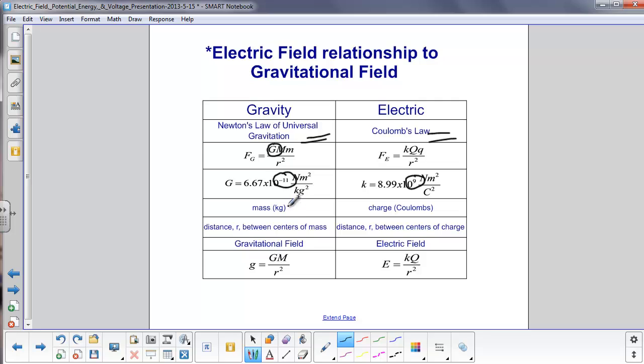The object generating the field for gravity would be mass, which is represented in kilograms, and for electricity, it's charge, which is represented by coulombs. In both cases, the force is dependent on the inverse square of the distance between the centers of mass for gravity and the centers of charge for the electric field. And again, we have the electric field over here, gravitational field here. Gravitational field is little g equals GM over r squared. And of course, on the planet Earth, on the surface, g is equal to 9.8 meters per second squared. That's the same g we've done already. And then the electric field is kq over r squared.